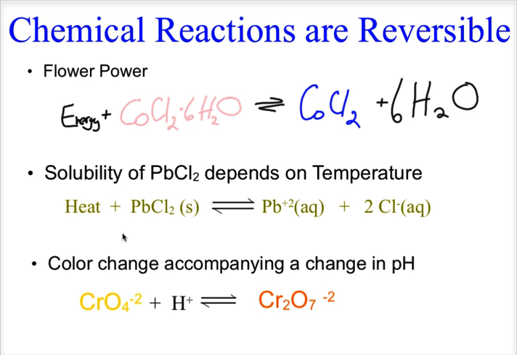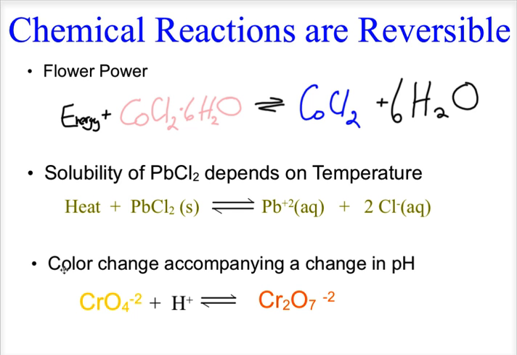Solubility is another substance that's easily reversible. If you have a saturated solution of lead chloride, in this case, because the dissolving is an endothermic reaction, raising the temperature can bring about more ions of lead and chloride in solution.